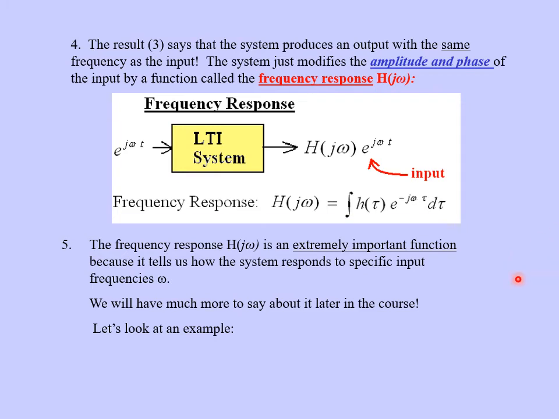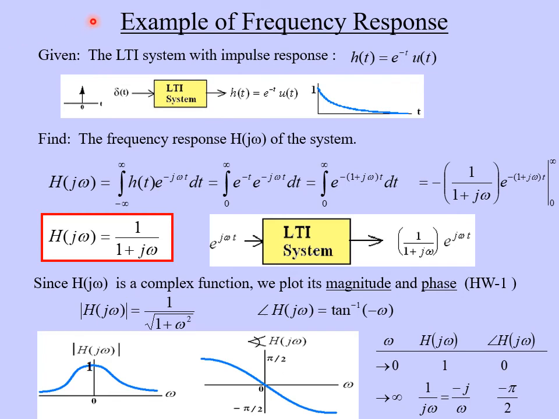All right, let's go ahead and do an example. So here's an example of calculating the frequency response of a system. Let's say we're given an LTI system that has the following impulse response. h of t, little h of t, is equal to e to the minus t times a step function u of t. So what this means is that if we put this impulse here, this delta function, into our system, it spits out the impulse response, h of t, which looks like a decaying exponential here.